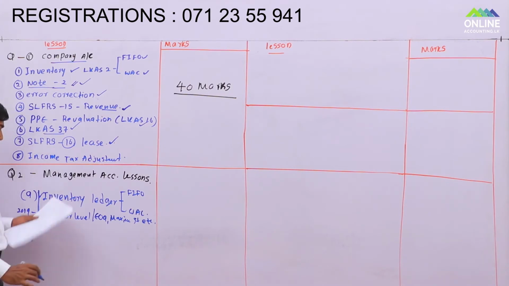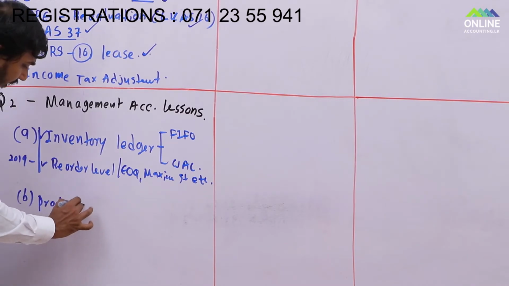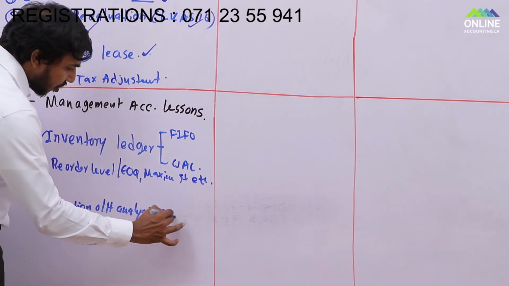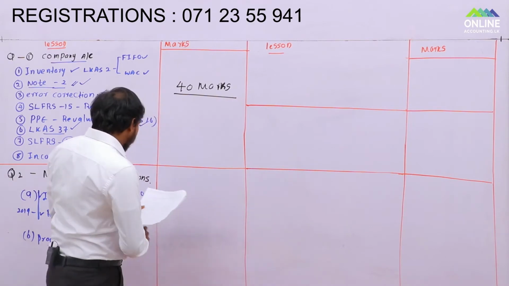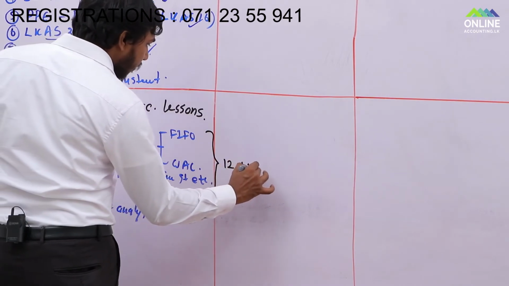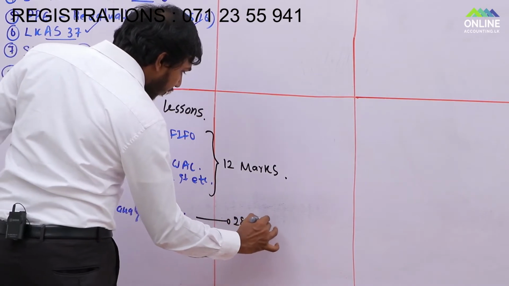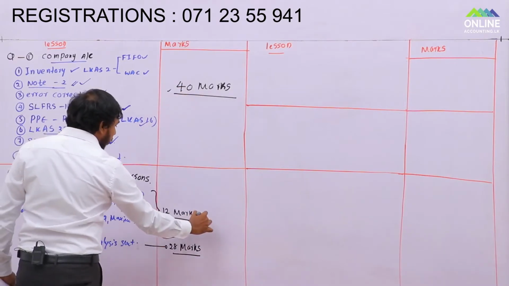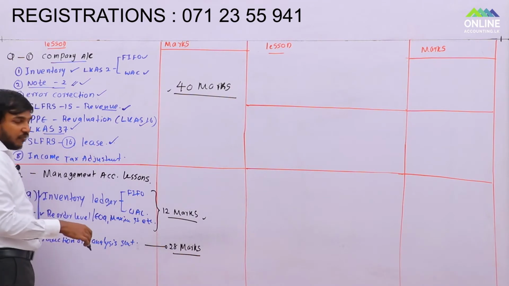Then for B, as usual, there was the production overhead analysis sheet. For this it was 28 marks. This is for 40 marks in total. This is for 12 marks, the inventory. So this time the inventory ledger, FIFO and WAC and everything was tested.